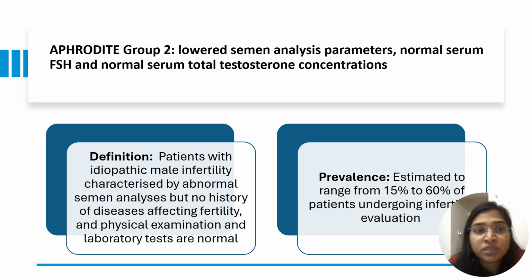Next, the Aphrodite group has lowered semen analysis parameters. Only one is abnormal, that is lowered semen analysis parameters, and the hormonal profile is absolutely normal: normal serum FSH, normal serum total testosterone. The definition is patients with idiopathic male infertility characterized by abnormal semen analysis, but there is no history of disease that affects fertility. Physical examination and laboratory tests are normal.